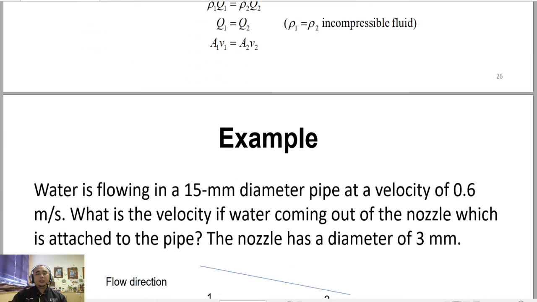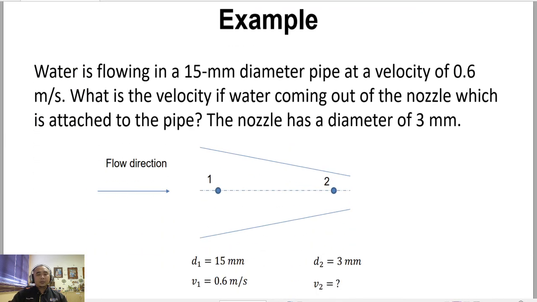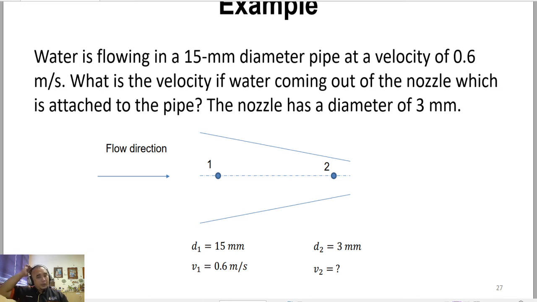Alright, kemudian kita tengok example. Okay. Water is flowing in 15 mm diameter pipe at velocity 0.6 meter per second. Okay, sekarang dia dah bagi diameter of pipe and also the velocity is already given, 0.6 meter per second. What is the velocity of water coming out of the nozzle which is attached to a pipe? The nozzle has a diameter of 3 mm. So dekat sini kita punya pipe yang masuk ni adalah 0.6. Tapi kita attach nozzle.